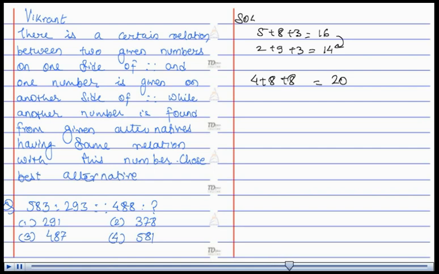And if you look at the options, there is only one option that satisfies the given condition, that is 378, whose sum comes out to be 3 plus 7 plus 8, that is 8 plus 7, 15 plus 3, 18. So it is 2 more than the given sum. Therefore the answer is second.